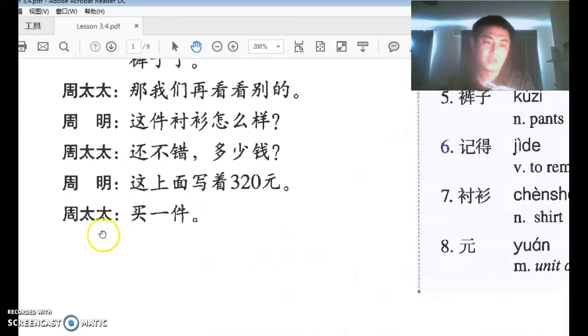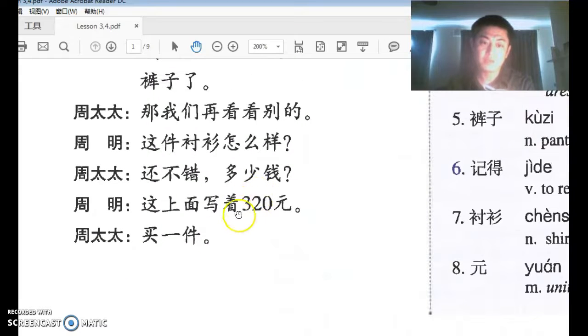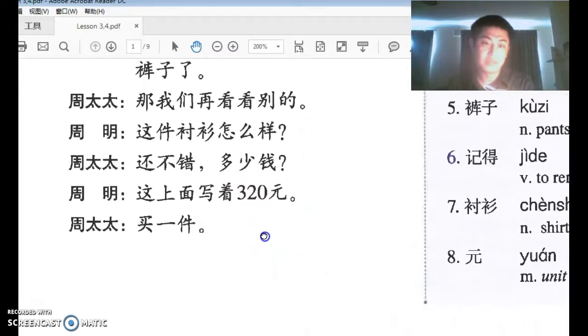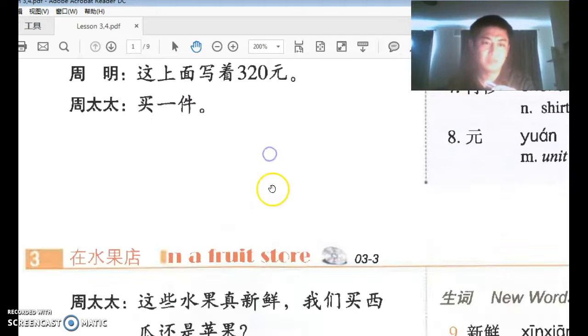Now, 周太太 says 买一件. 周太太 is being very nice to 周明. 320元, I don't know when this book was written, but that's pretty expensive for one shirt. Well, I mean, for me, maybe they're rich.